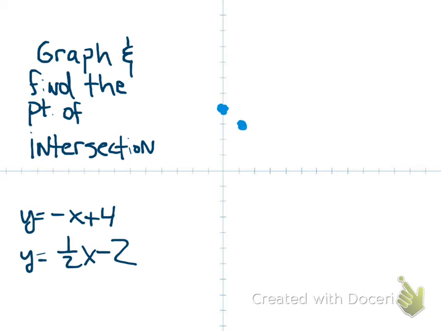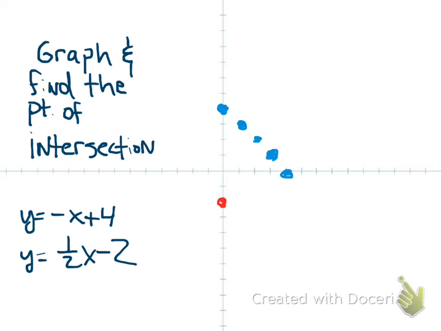I could continue that. And what I recommend is do several of these points, so you can kind of see where it's going. And then on the other one, I am going to start at negative 2. I'll do that one in a different color. I'm going to start at negative 2.